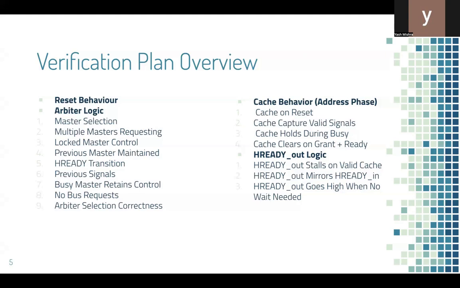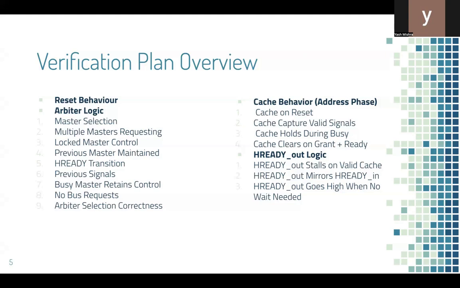This is the brain of the MUX. The arbiter decides who gets to use the bus. So what do we check for? Master selection. We test that only a master whose HTRANS is not idle can be selected. Idle means not requesting the bus. Further, multiple masters requesting. If two or more masters request access at the same time, the arbiter should pick the highest numbered master, kind of like a priority.